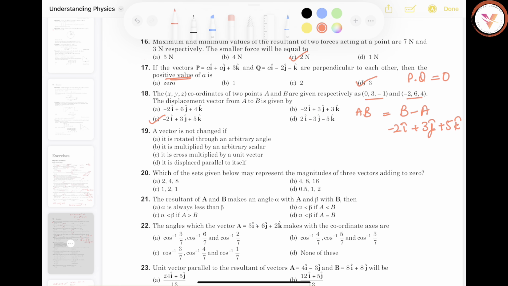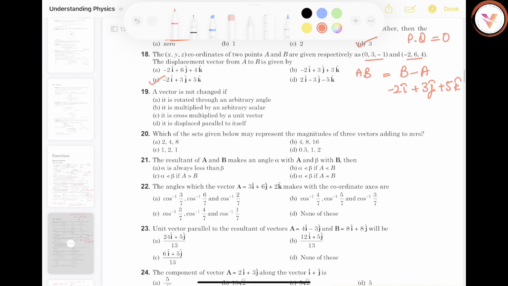Okay. A vector is not changed if it is rotated through an arbitrary angle. If it is multiplied by a scalar, its magnitude changes, vector changes. If it is cross multiplied by a unit vector, direction changes. If it is displaced parallel to itself, it doesn't change. And if it is rotated through some arbitrary angle, then it changes. So the D1 is the correct one.